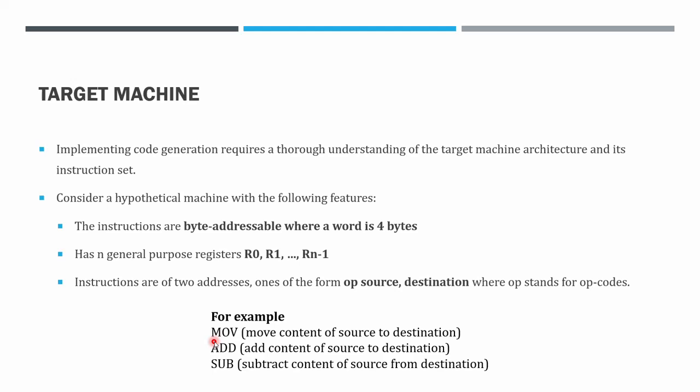So here is an example. Move is one instruction, that is an opcode that we call. It will be moving the content of source to destination. Then add is nothing but it adds the content of source to destination, and the result will be stored in the destination. Whereas similar to it, the subtract will also find the difference between the source and destination values, right?